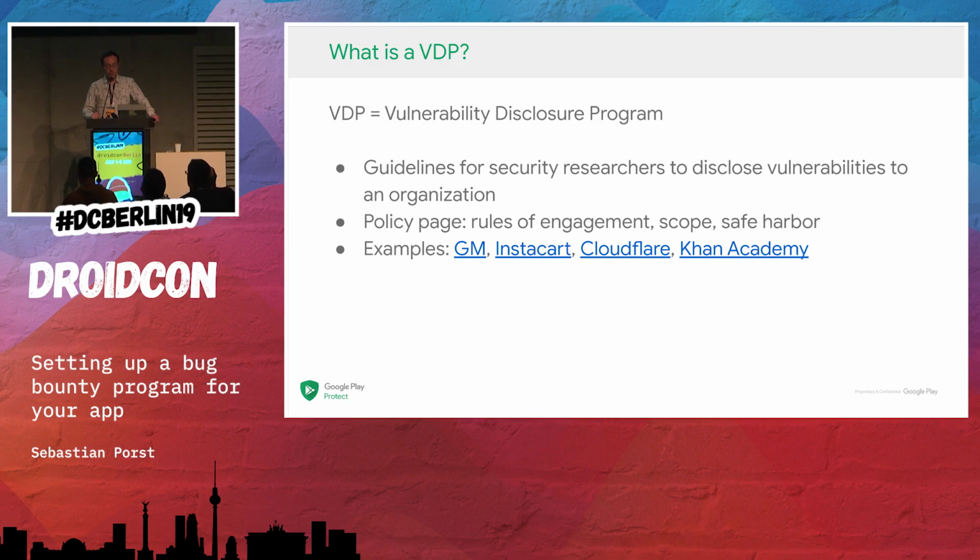And a couple of the ones that were linked here, and it's my understanding that you will also get the slides at one point afterwards, because I gave the PDF file to the organizers here, so I assume they're going to publish it. You can check out the GM one, Instacart one, Cloudflare, Khan Academy. We randomly picked those because they seem to have very nicely structured policy pages. You can just check them out.